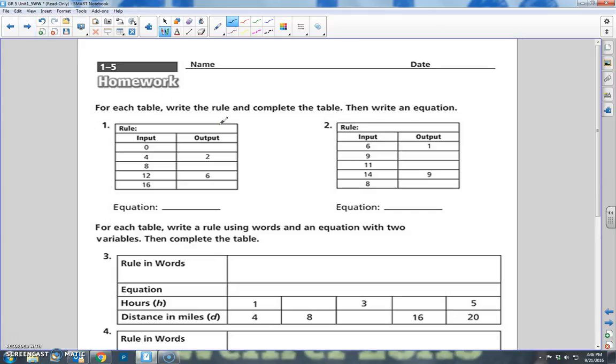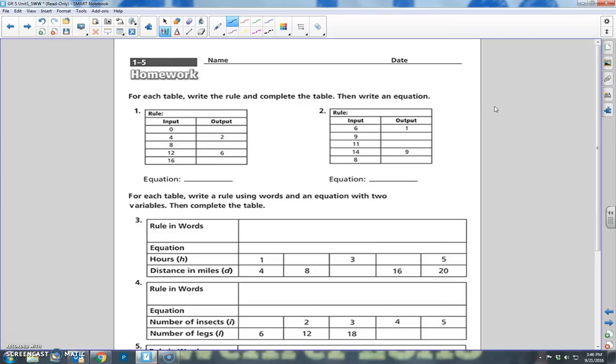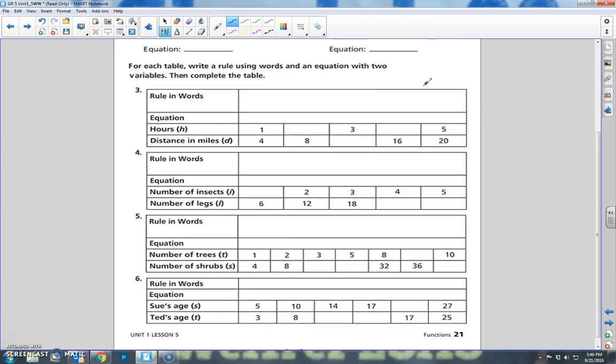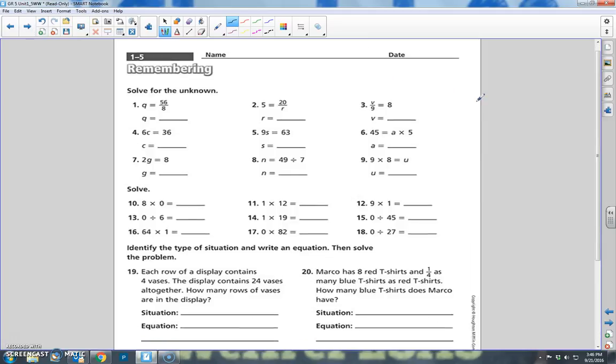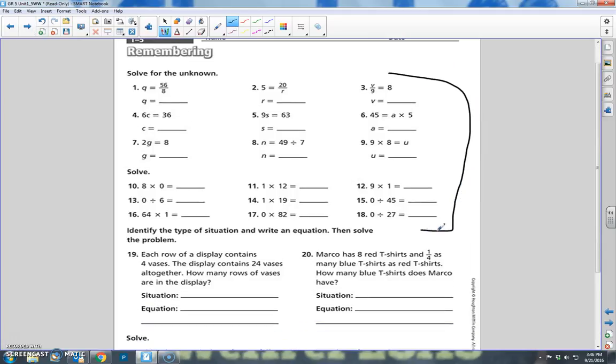Okay, tomorrow we will work on 1.5. We will work on that in class and make sure that you know how to do these problems here. And don't forget, the more you practice your facts, the better you're going to be. Okay, so keep practicing these and we will grade them tomorrow. We'll kind of go through them.